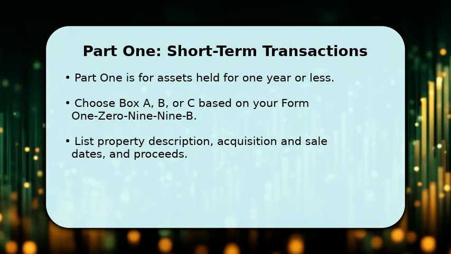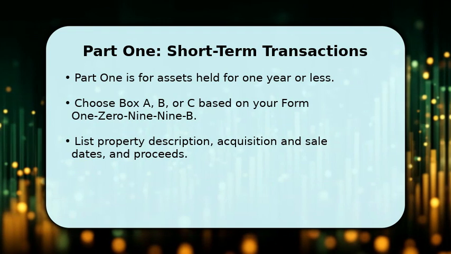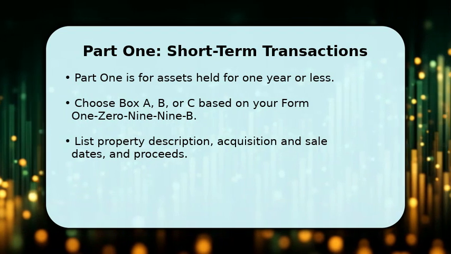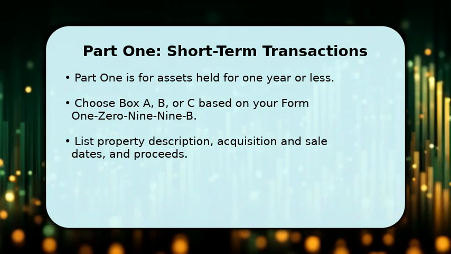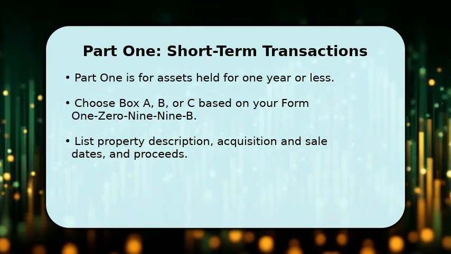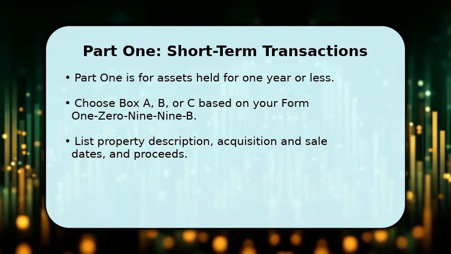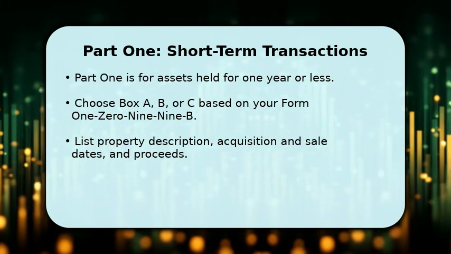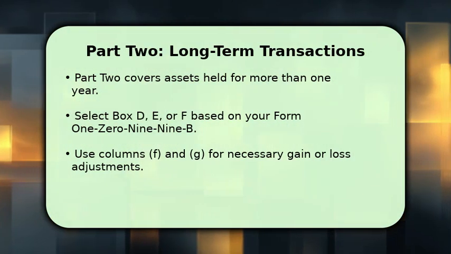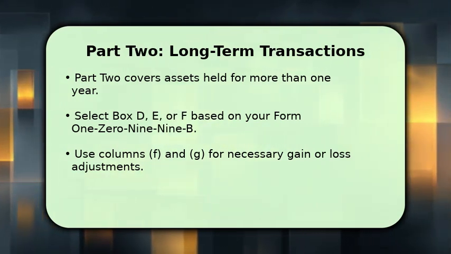Part 1 of Form 8949 focuses on short-term transactions, which involve assets you held for 1 year or less. You will select one of three boxes. Box A if your broker reported the cost basis to the IRS, Box B if they did not, or Box C for transactions not reported on a Form 1099-B. For each transaction, you must detail the property, its acquisition and sale dates, the sales price, and your original cost basis. Moving to Part 2, this section is for long-term transactions, meaning assets held for more than 1 year.